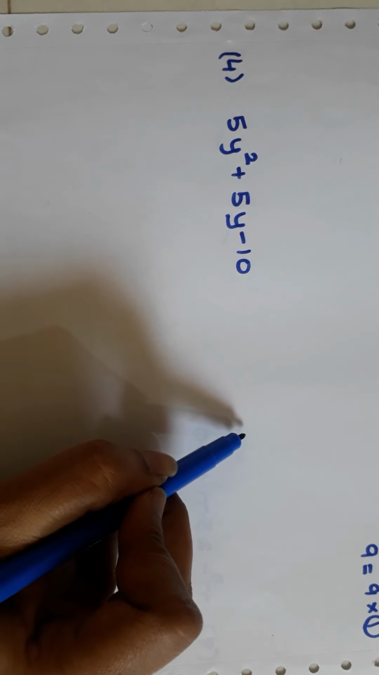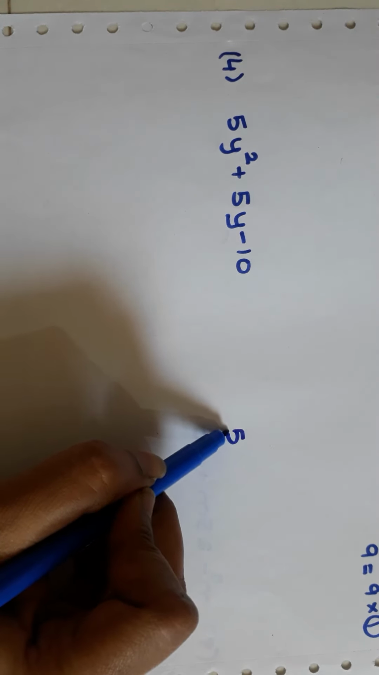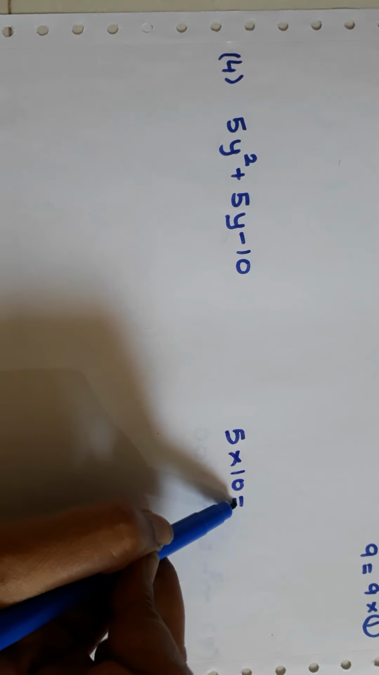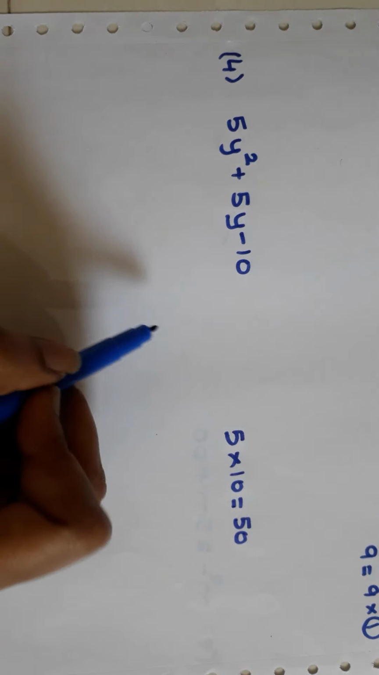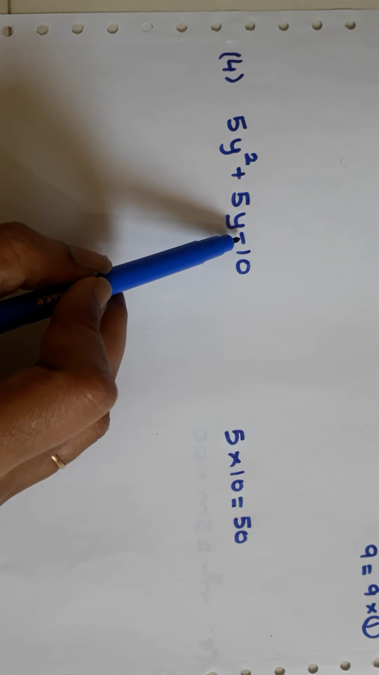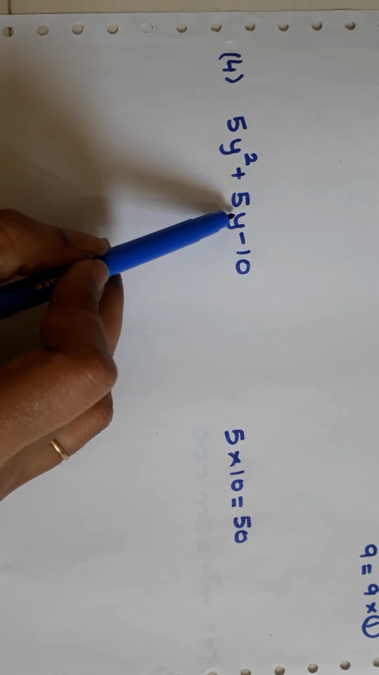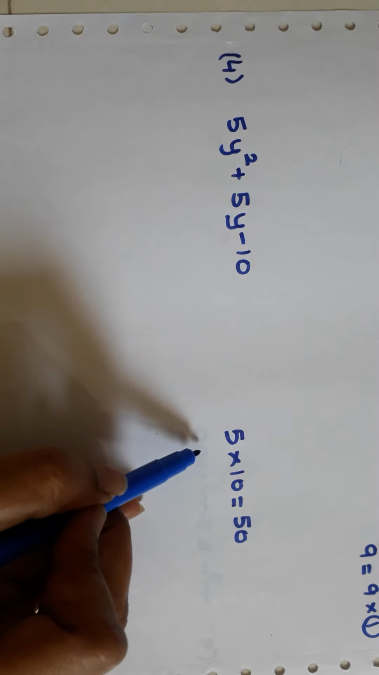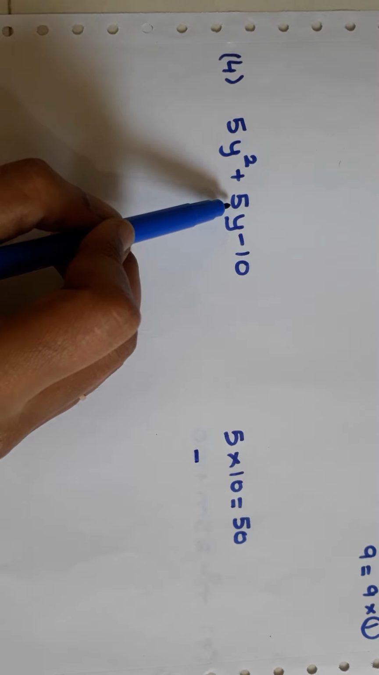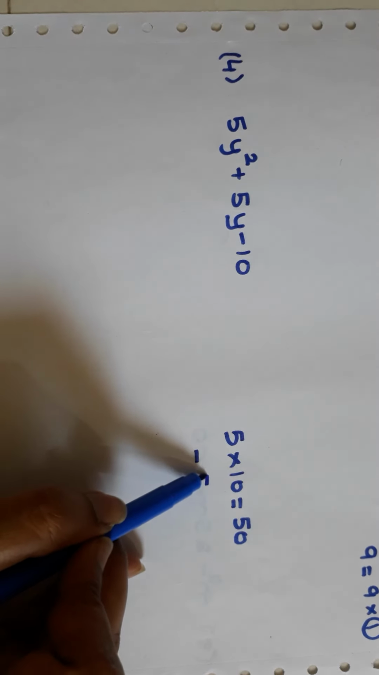Problem 4. 5y square plus 5y minus 10. Step 1 is take the product of the coefficient of the first term and the constant. 5 into 10 is 50. Then second step is look for the sign between the middle term and the constant term. The sign is minus. Then the coefficient of the middle term is 5.